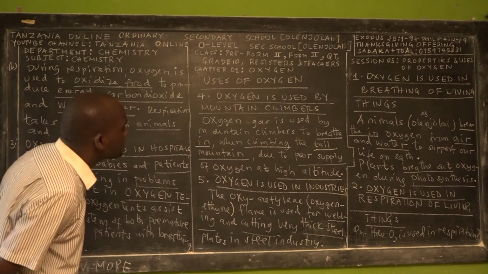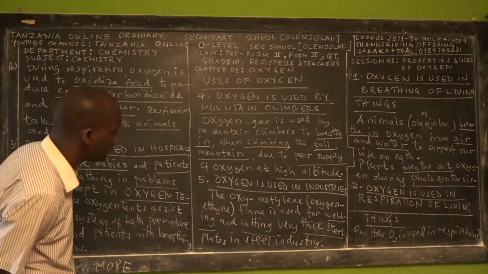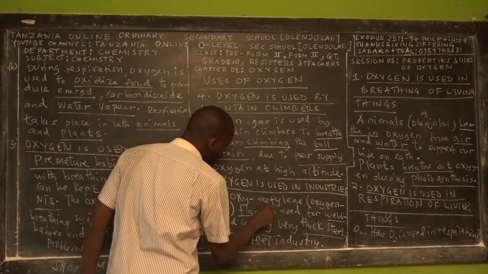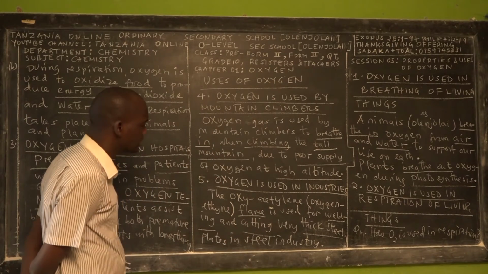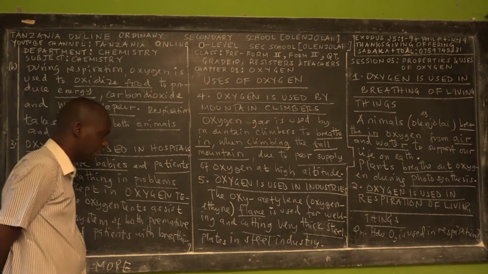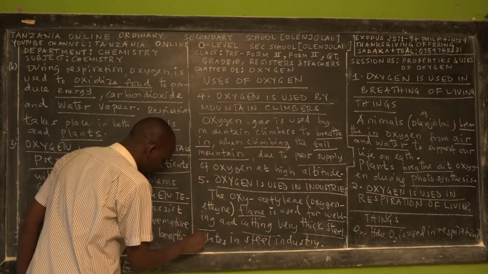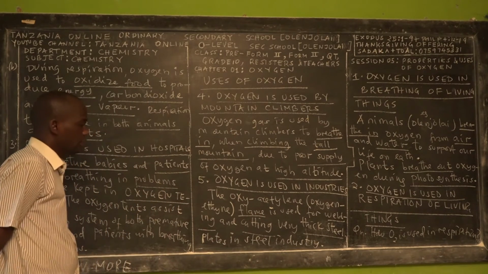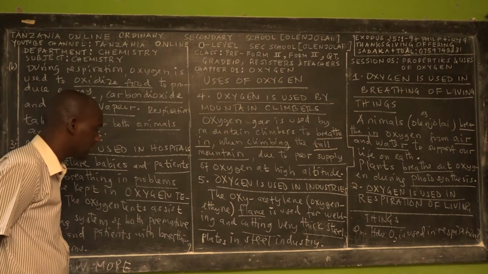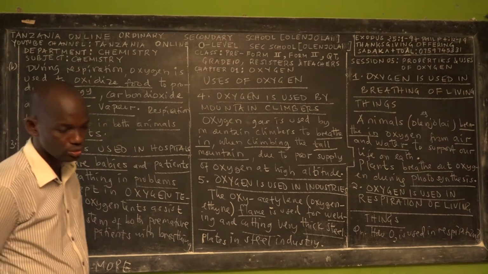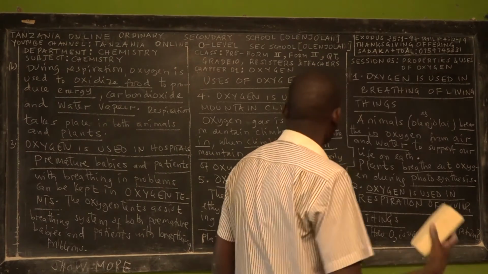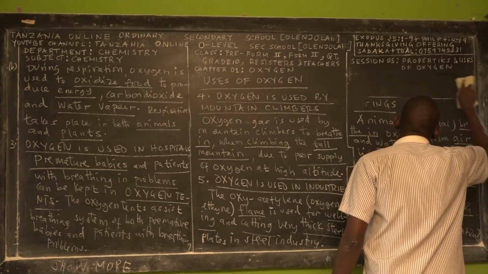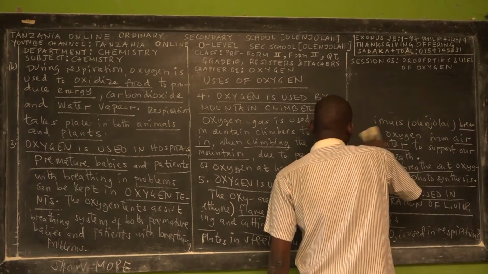So the oxyacetylene or oxyethyne flame is used for welding and cutting very thick steel plates, not thin steel plates like in domestic use or most business places. So it's used to cut very thick steel plates in the steel industry to make small pieces for particular use. So those are the 5 applications of oxygen in daily life.